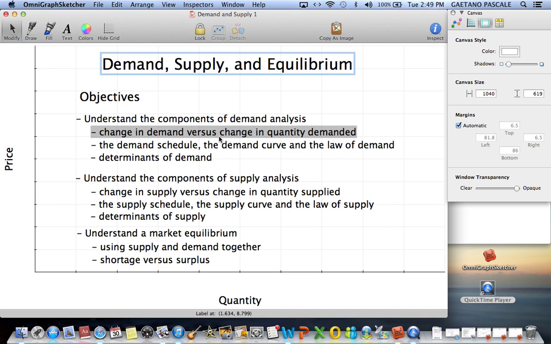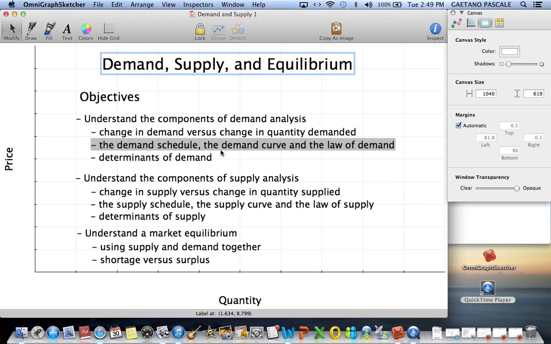Most importantly, is this right here. For students to understand the difference between the change in demand versus a change in quantity demanded. This is important because students oftentimes get these two confused. They are not the same thing. So make sure you understand that if I'm talking about a change in demand versus a change in quantity demanded, they are not the same thing. They are two completely different items. And like I said, this is something that students oftentimes get confused about.